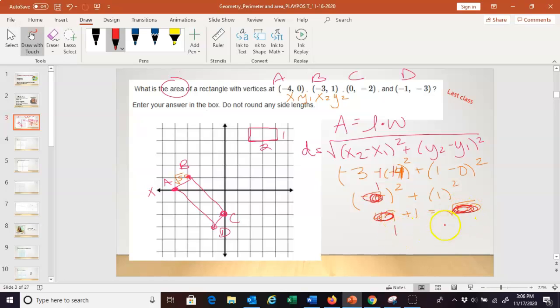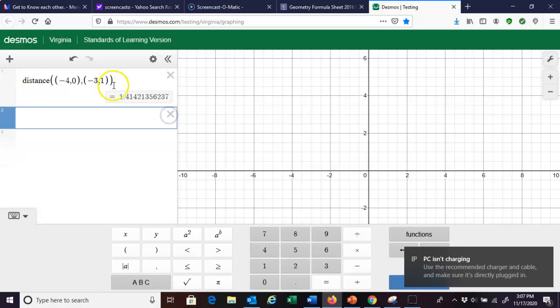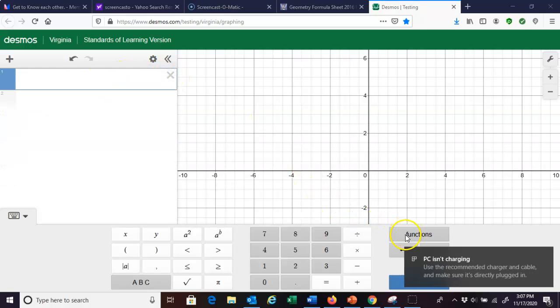1 plus 1 is 2, square root of 2. Let's see if square root of 2 is the same as 1.41. Yay! Sure enough, it is. So now these two match. The square root of 2 we got by hand, and the distance formula we got using the calculator. Perfect. Now let's do this again, and we'll find the distance between the other two.